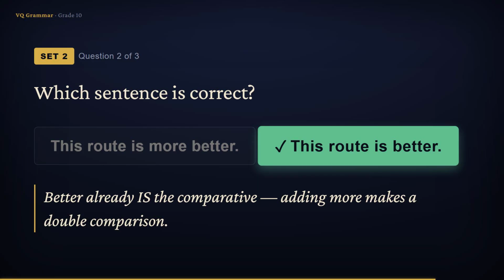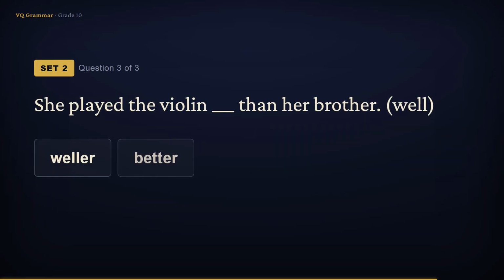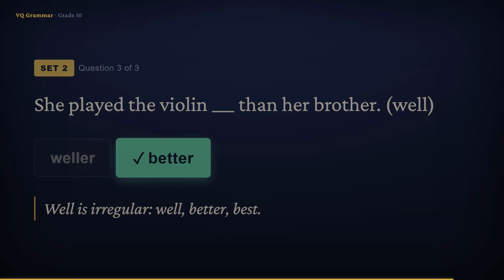This route is better. She played the violin blank than her brother, and the modifier is the adverb well. There is no weller in English, not for the adjective good and not for the adverb well. Both of them climb to better and then best. We're comparing 2 players, so the answer is better.